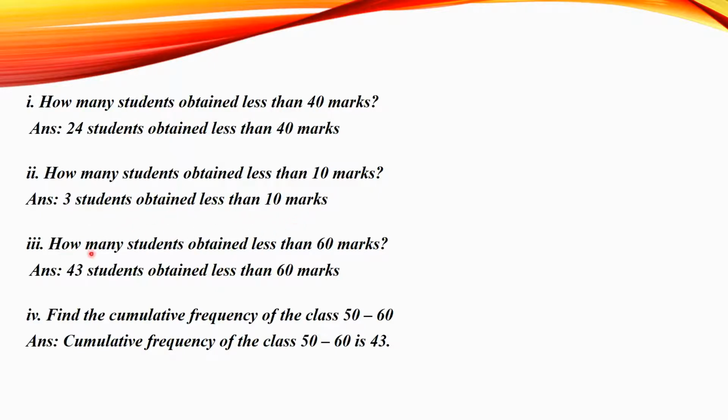How many students obtained less than 60 marks? 43 students have got less than 60 marks. Find the cumulative frequency of the class 50 to 60. The cumulative frequency of class 50 to 60 is 43.